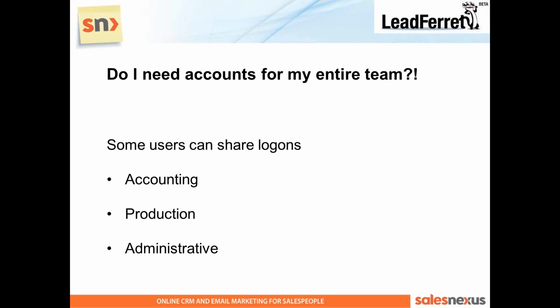Your accounting team, there may be 5 people in there, but you don't necessarily need 5 accounts or 5 copies of whatever software you're using. You might just have one that they all share because they're only going to use it once or twice a day each for 5 minutes at a time. So that's a way to control the cost. Same thing would be true in your production group or maybe even some of your administrative or executive folks.